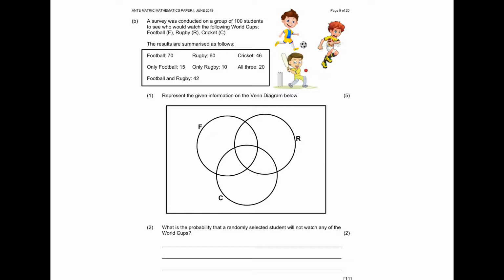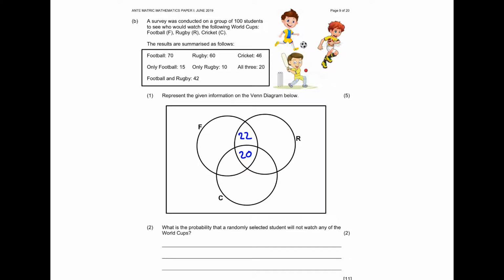Then the second line tells you who would only watch football, only rugby, and who would watch all three, and who would watch football and rugby, 42. Right. It's easiest to start in the middle. So the people who would watch all three World Cups is 20, and that would go in the middle. The next thing, they tell us that football and rugby is 42. So that means in this intersection here of football and rugby must be 42. Now we've already got 20 in the middle, which means that the remainder that would watch football and rugby is 22.